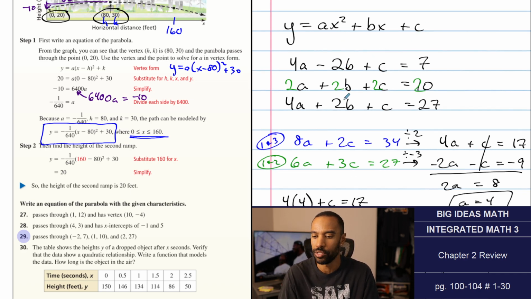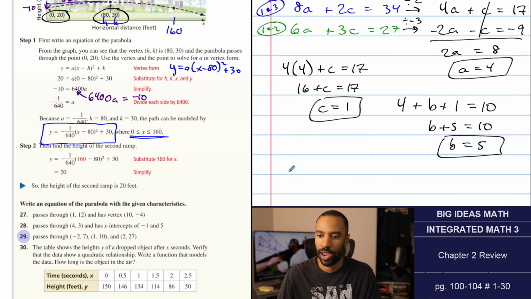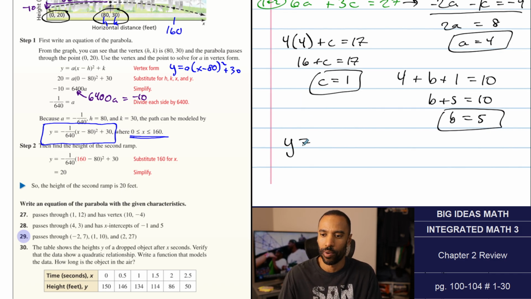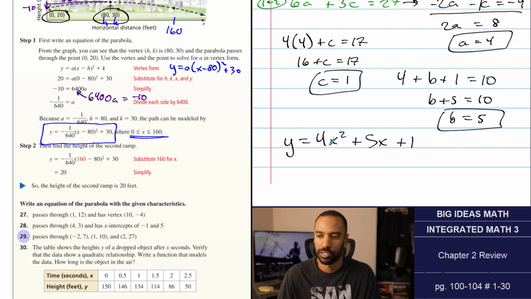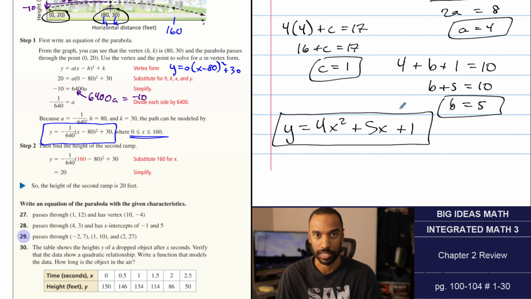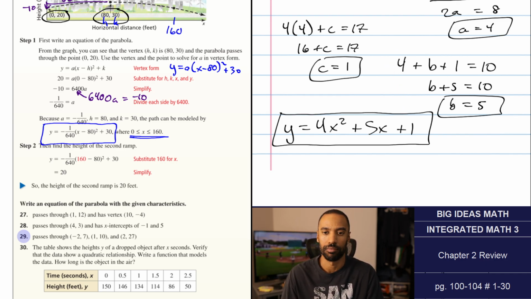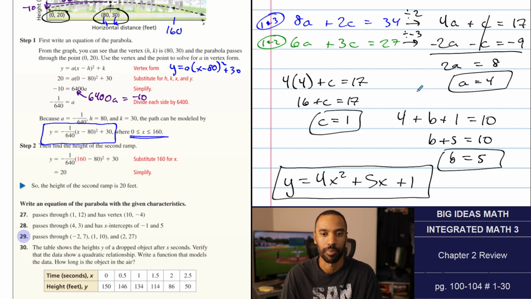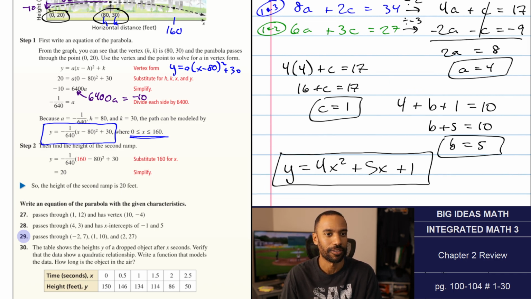So y equals ax squared, that's 4x squared, plus bx, 5x, plus c, which is 1. That is the parabola that goes through those 3 points. It's a little trickier. It's a lot more work, but that's the best way to do it. It might be the only way to do it outside of using a calculator.